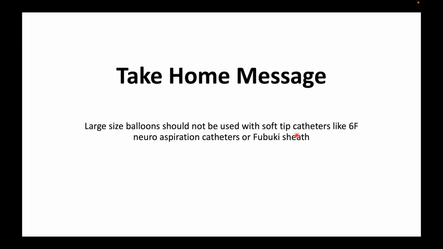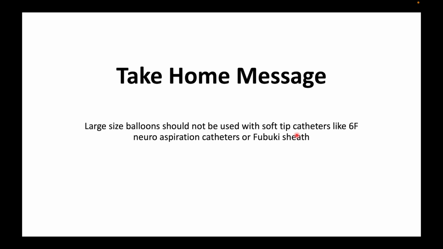So the take-home message from this case is that large size balloons like a 5 millimeter balloon should not be used with soft tip catheters like 6 French neuroaspiration catheters or even the Fubuki sheath. So now as a policy, when we have to deal with tandem occlusions during stroke, if we know that the carotid is occluded, we do not take a Fubuki sheath.